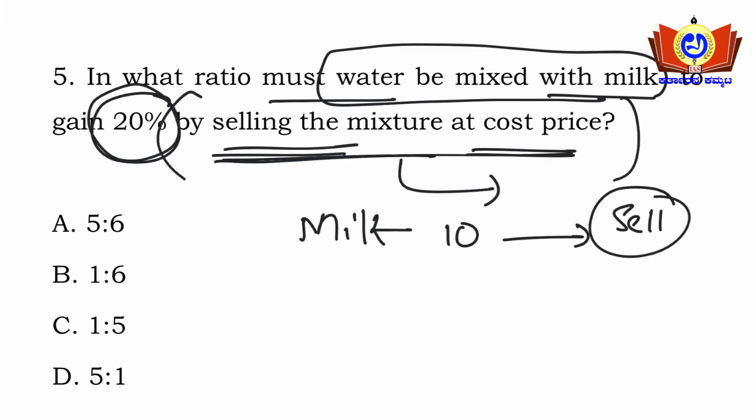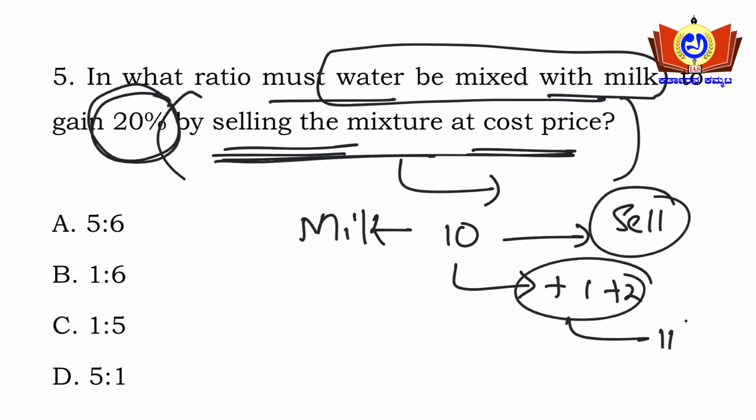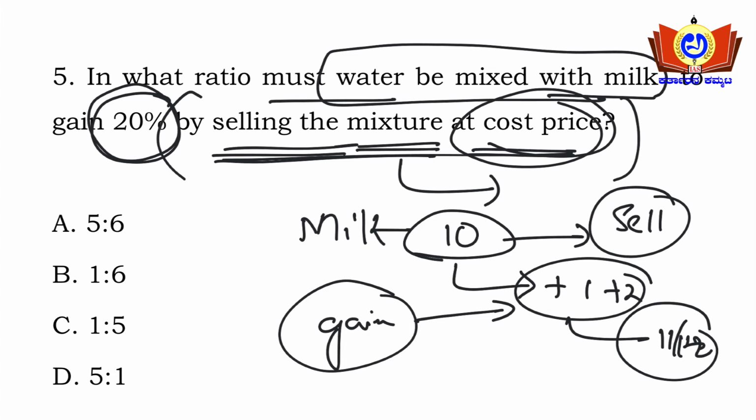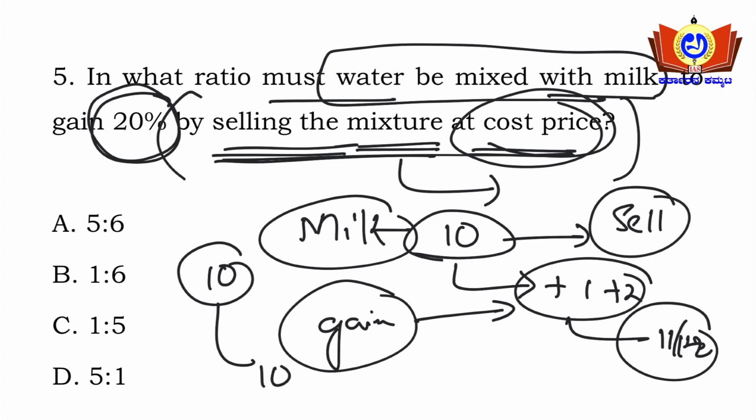For any shopkeeper, he will add some profit here, plus 1 rupee or plus 2 rupees. Then he will be selling it at 11 or 12 rupees, okay? So plus 1 or plus 2 is the gain here, that is 10% or 20% on his cost price. But the question is telling that the mixture should be sold at cost price itself. If he has obtained milk for 10 rupees, he should sell it for 10 rupees only. So in that case he will not have any gain, right? If he's getting milk at 10 rupees per liter and selling it at 10 rupees per liter, there is no profit for him, okay?